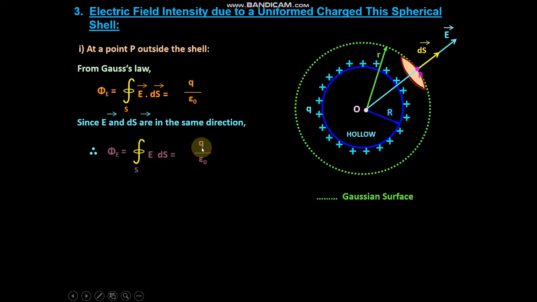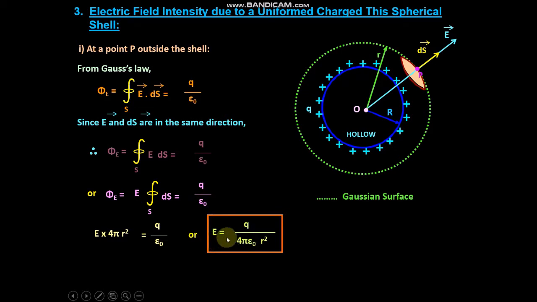What is q? q is the charge enclosed by the Gaussian surface. So that is q here. Or rewriting we will get this. And if you integrate ds, what will you get? You will get 4 pi r square, small r square. So it is q by epsilon naught, or you can write E equal to q by 4 pi epsilon naught r square.